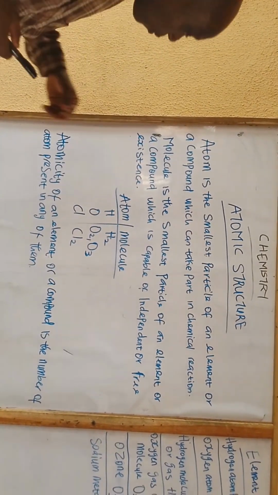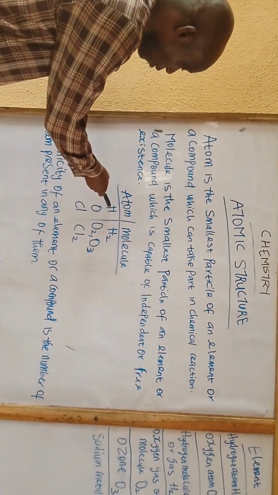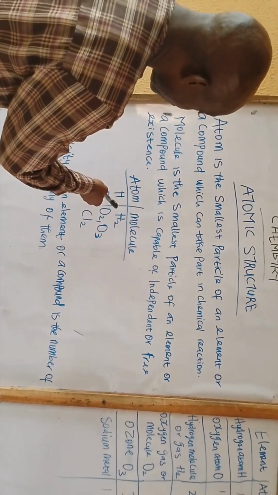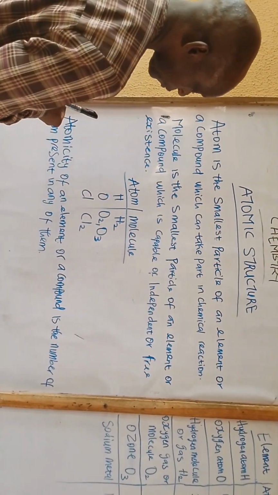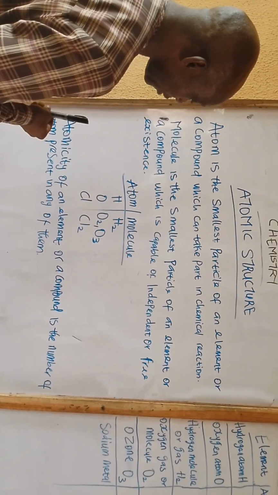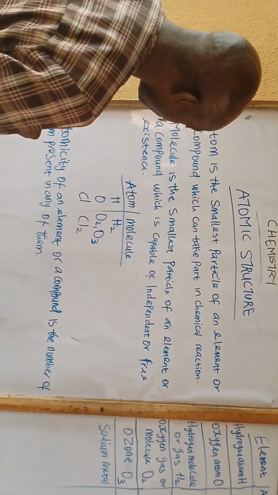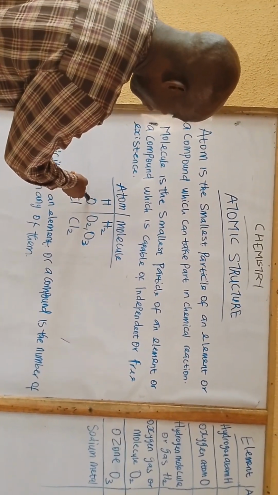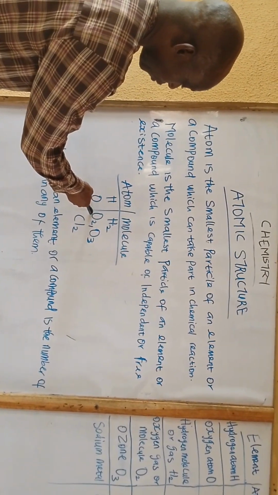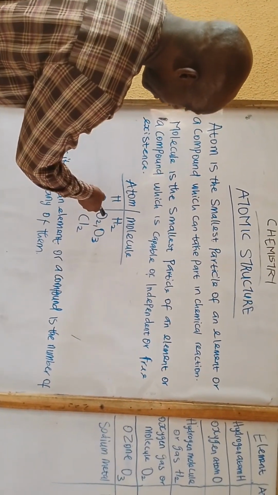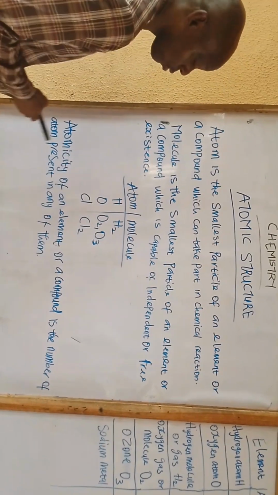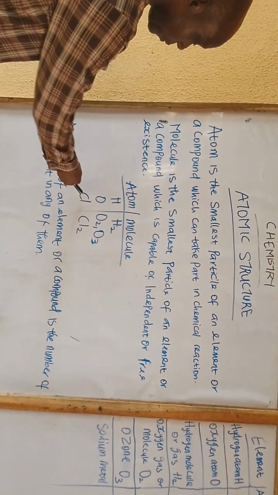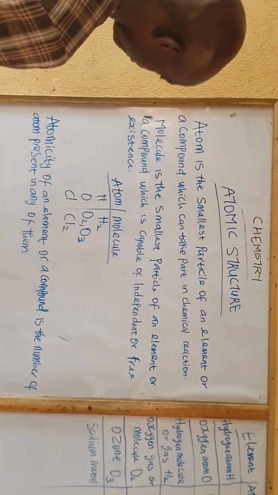So an atom, we have some examples like hydrogen atom, oxygen atom, chlorine atom. Then hydrogen molecule, on the other hand, will have two atoms of the hydrogen. Is that okay? Oxygen atom is O, as oxygen molecule is O2. I will have an extended molecule of oxygen which is O3, which we call ozone. Then we have chlorine atom, Cl, chlorine molecule, Cl2.